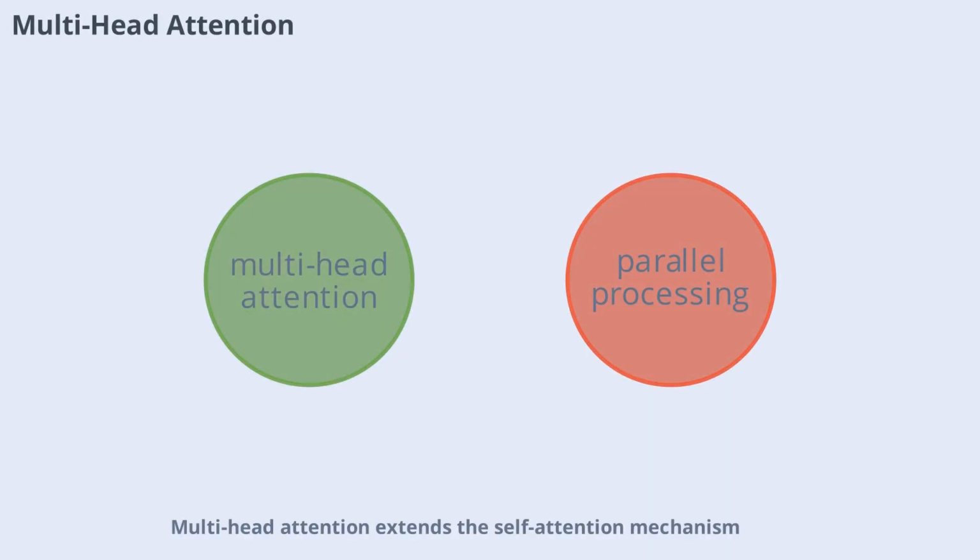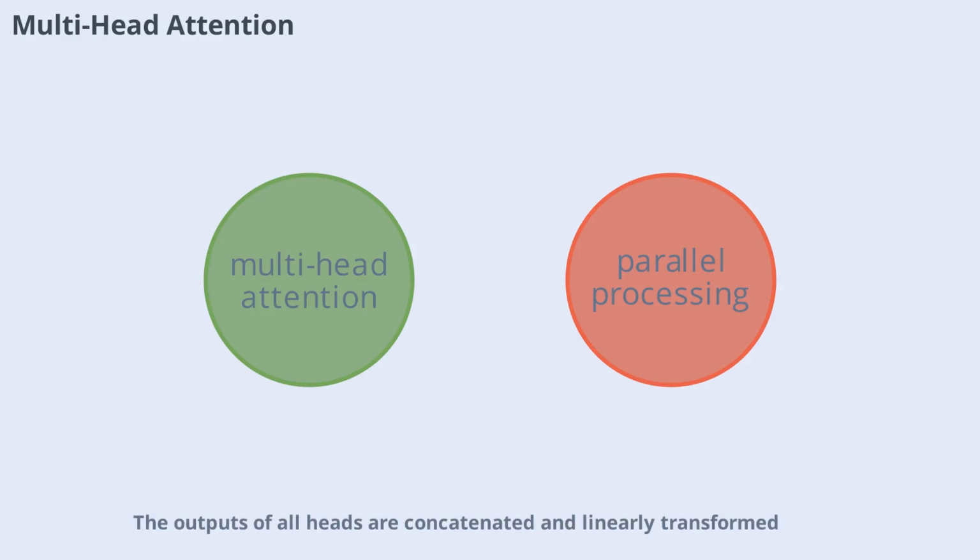Multi-head attention extends the self-attention mechanism by running multiple attention operations in parallel. Each head learns to focus on different aspects of the input, allowing the model to capture a richer set of relationships. The outputs of all heads are concatenated and linearly transformed, providing the model with diverse perspectives on the data. This approach enhances the model's ability to understand complex patterns in sequences.